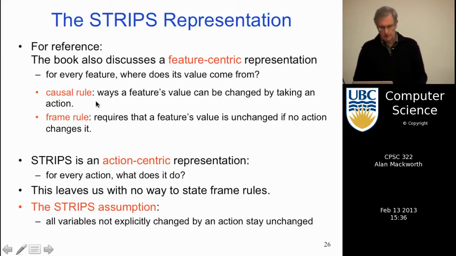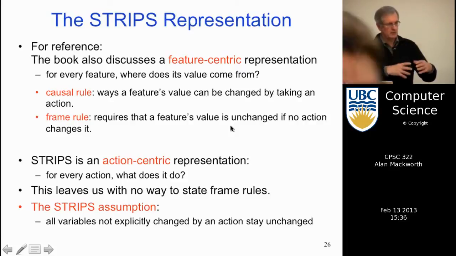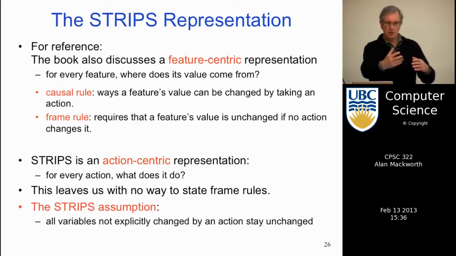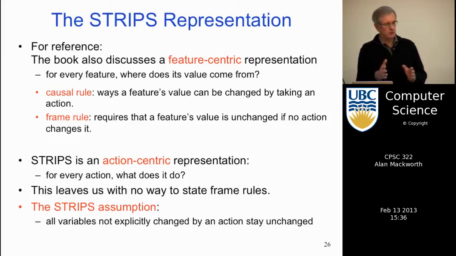But if you're going to use a feature-centric representation, you have to talk about causal rules, the way that you could change a feature's value by taking an action. But you also have to give frame rules, which specify how you go from one state of the world to another state of the world. You have to specify for every single feature how it changes. If the actions change some features, you tell how they change it. But then you have to say for every other feature that it's unchanged. That's what we call a frame rule. That's sort of the non-side effects of an action, because otherwise you can't assume that they're going to be changed or unchanged.